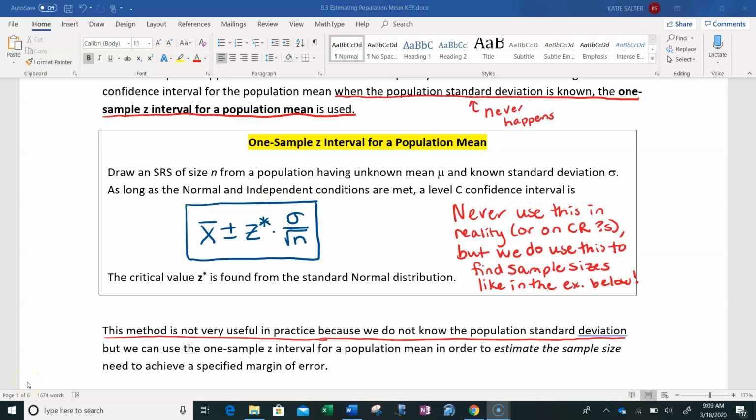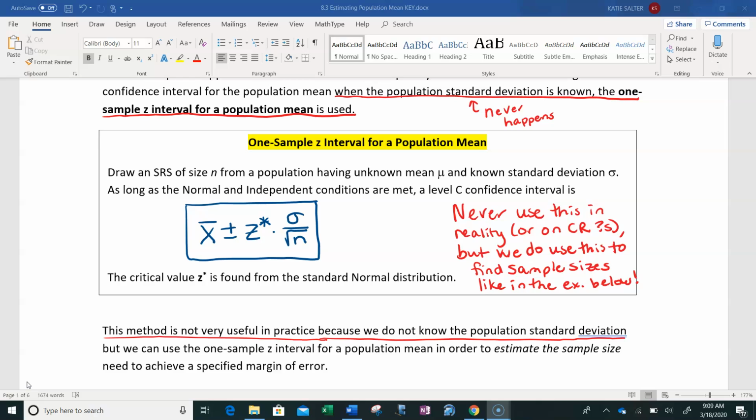Okay, folks, I just want to give you all a brief overview of this lesson. This first part is how we would do a one sample z interval for population mean. The problem is that we never in reality use this because we wouldn't actually know the population standard deviation. How could we possibly know the population standard deviation if we don't know the population mean?